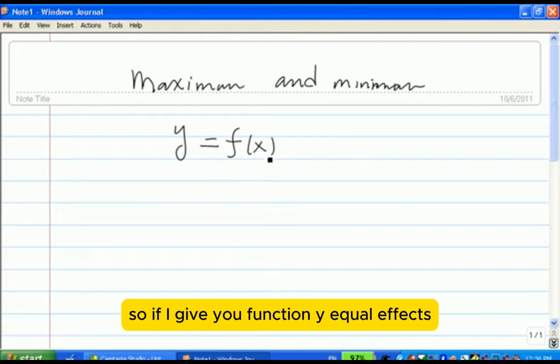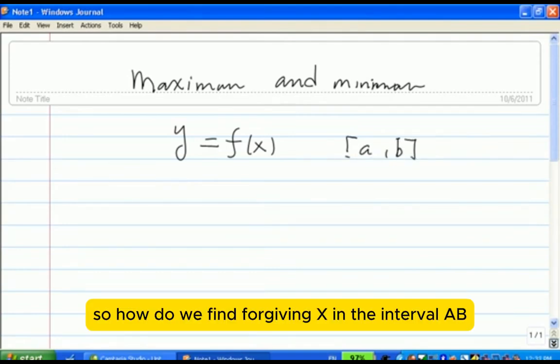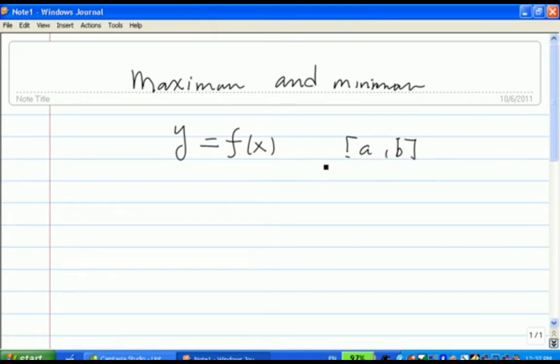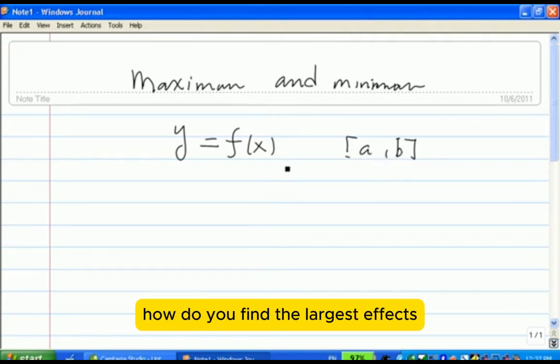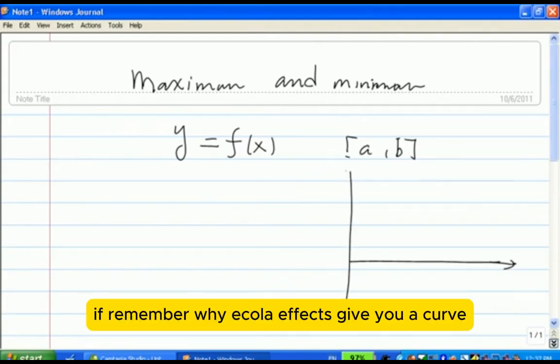If I give you a function y equal to f(x) and I give you a domain interval [a, b], how do we find, for all the x in [a, b], the largest f(x) and the smallest f(x)? This problem sounds impossible because we try to compare infinitely many numbers, infinitely many f(x). However, if you remember, y equal to f(x) gives you a curve.